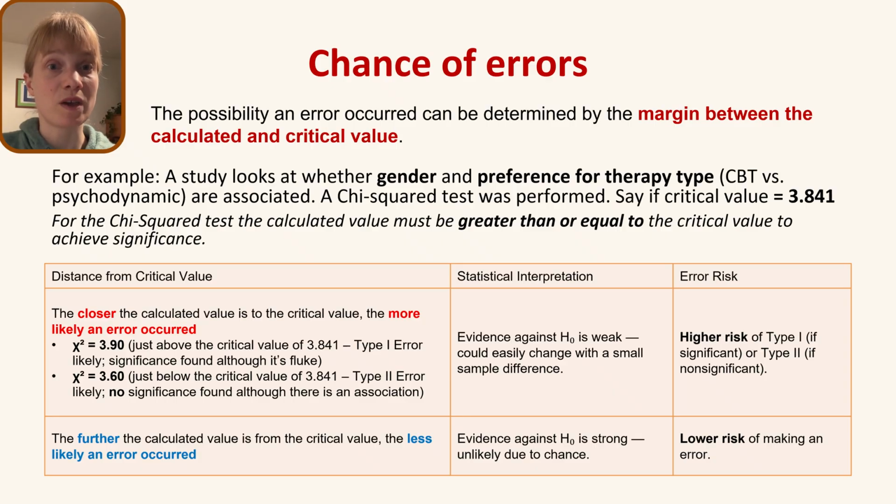Due to the two values being so close to each other, a Type 1 error is actually quite likely. A relationship was found that isn't actually there. If the calculated value of chi-squared was 3.60, just slightly lower than the critical value, researchers would accept the null hypothesis, saying that there was no significant association. Due to the two values being so close to each other though, a Type 2 error is likely. A relationship was not found when there actually might be one. So the further away the calculated value from the critical value, the less likely that an error occurred.